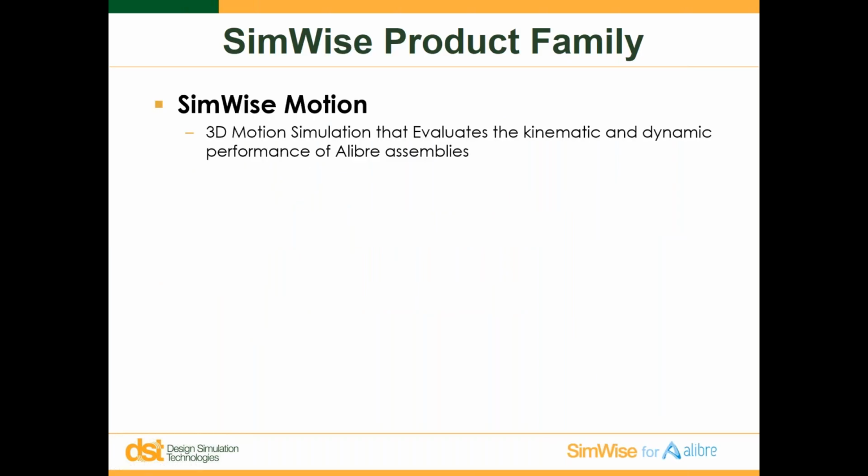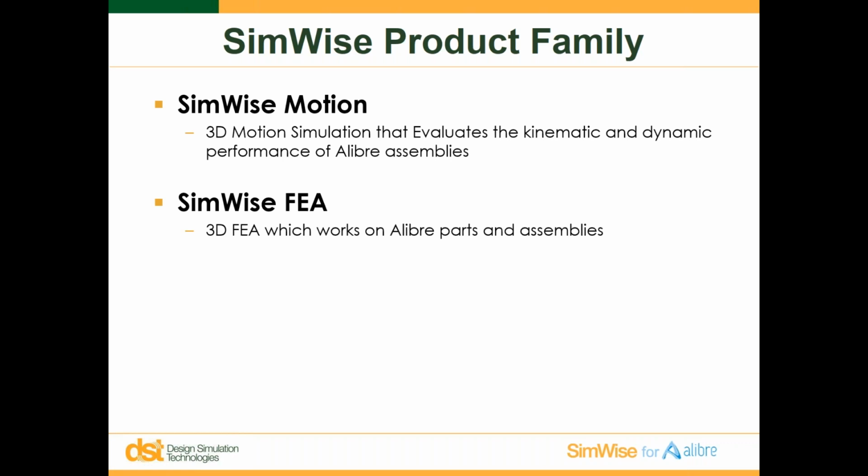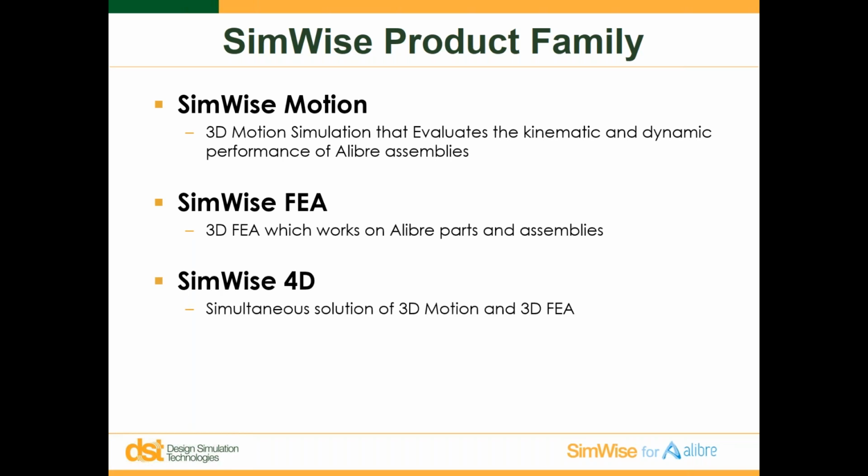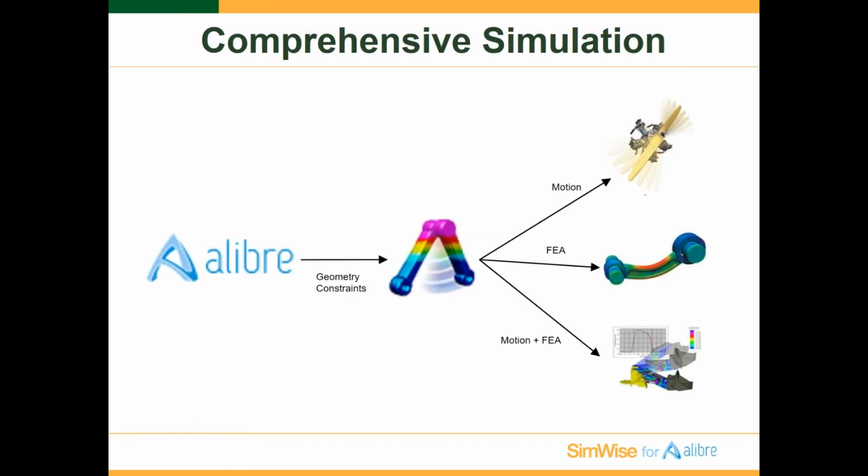The SimWise product family consists of 3 products. SimWise Motion, which does 3D dynamic motion simulation. SimWise FEA, which does finite element analysis on Alibre parts and assemblies. And SimWise 4D, which is a combination of these 2 products that does combined 3D motion and 3D finite element analysis.